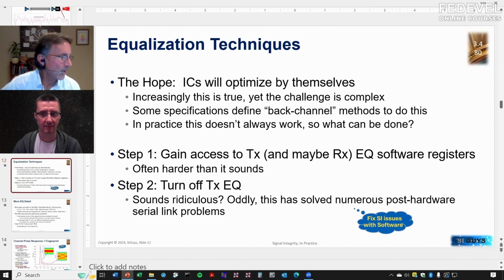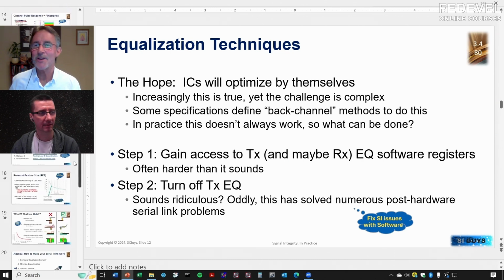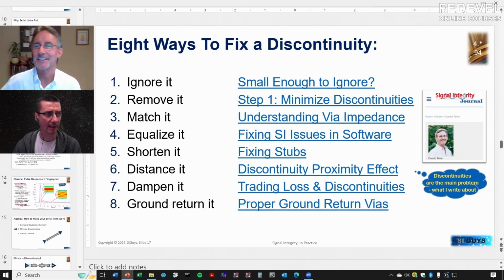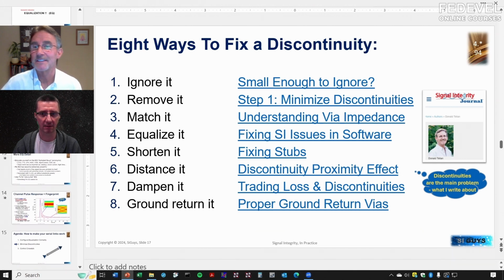Yeah, I think that's perhaps my funniest article at Signal Integrity Journal. It says, fix signal integrity problems in software. Right? Like, wait, that's impossible. Okay, I see. So how do you change it? Like, are there some utilities, or how do you access these registers?